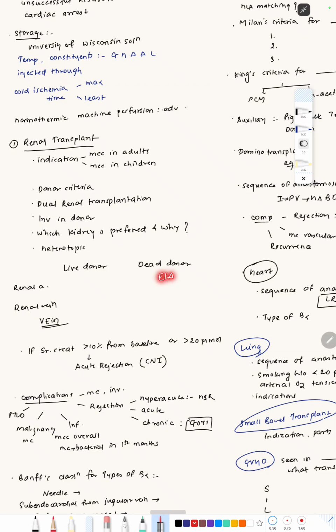Here the renal artery of the donor is attached to the external iliac artery of the recipient, while in a live donor it's just opposite, that is end-to-end anastomosis is done and it is attached to the internal iliac artery.